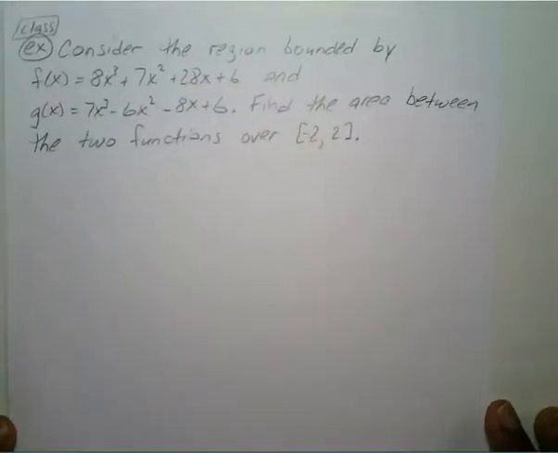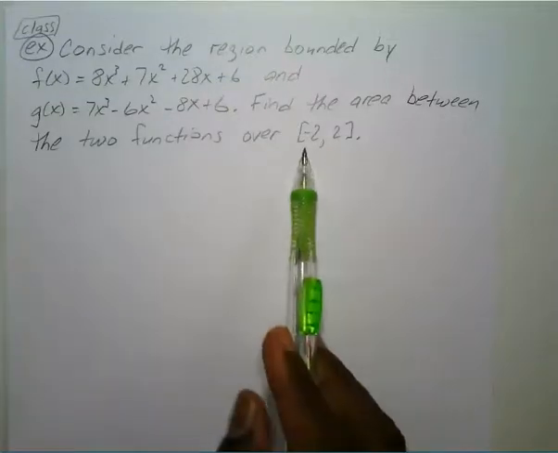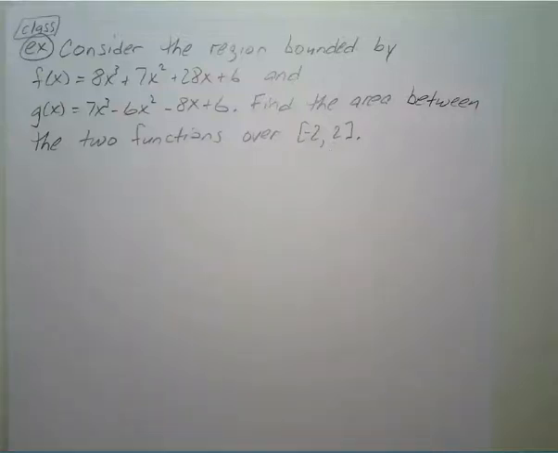All right. So consider the region bounded by f of x equals 8x to the third plus 7x squared plus 28x plus 6, and g of x equals 7x to the third minus 6x squared minus 8x plus 6. Find the area between the two functions over the interval -2 to 2. What I want you to do is press pause and use the process from the previous example because it did not change. Try to solve this one on your own.